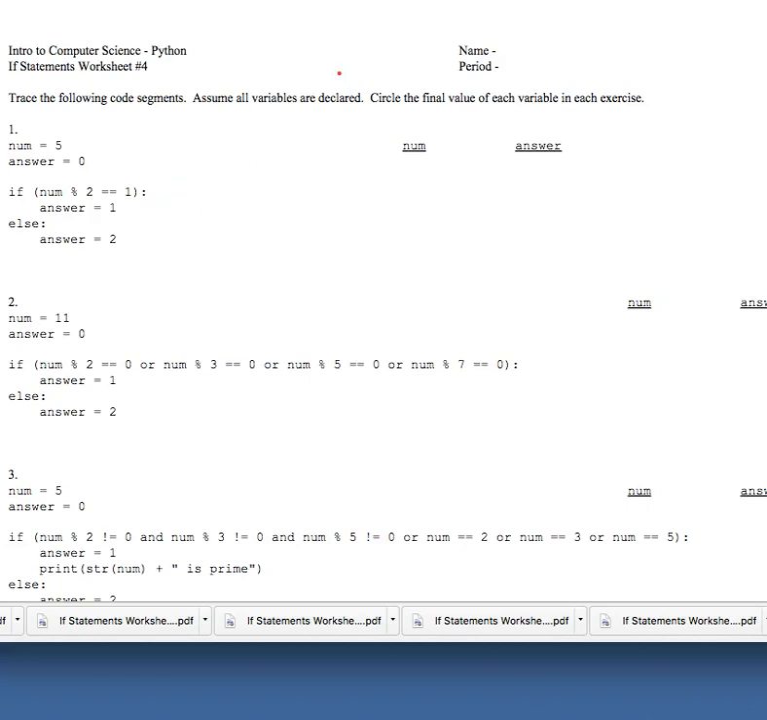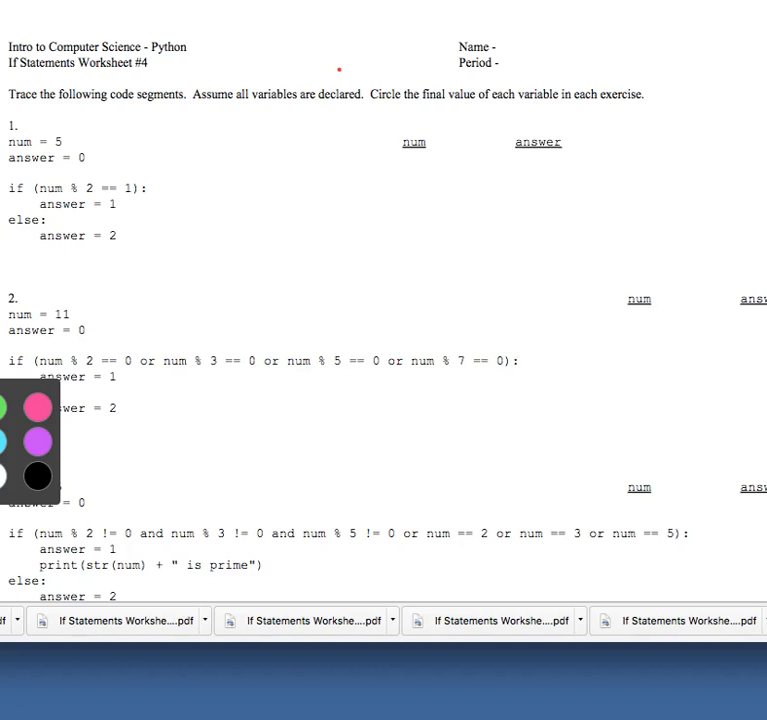Mr. Minnick helping my students with if statements worksheet number 4. Here we have some if statements, some if-else statements, and let's trace them from top down like the computer does. Num equals 5. Keep track of num as a variable. It's 5. The answer is 0, so put a little 0 there. And now we get to the if statement.